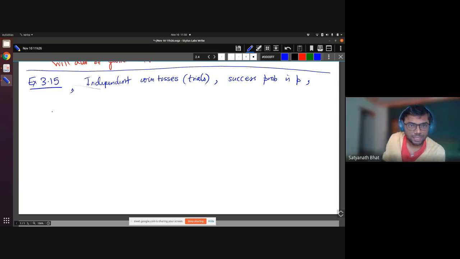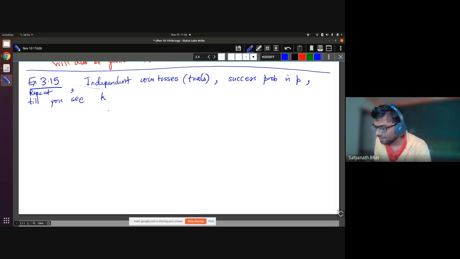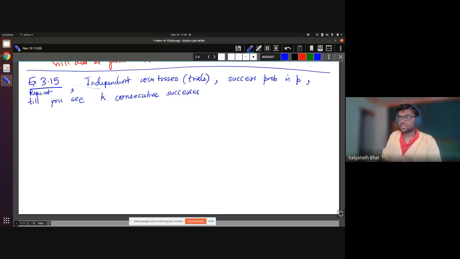These trials are performed; you keep on doing these coin tosses until you see k consecutive successes. This is not the same thing as k successes. So what is the difference between k consecutive successes and k successes? Let's say k equal to 3.